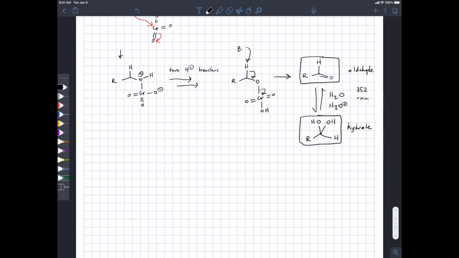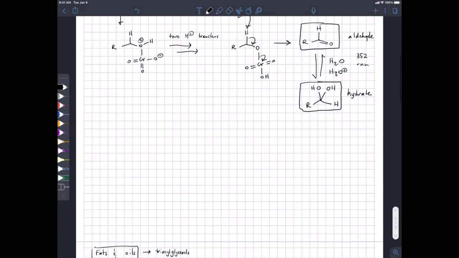But the aldehyde will be in equilibrium with the aldehyde hydrate. And what that does is it gives you a chance to do another round of oxidation because now you have an OH group that can be the nucleophile. So I'm skipping a few steps in the mechanism, but you'll eventually get to a chromate ester intermediate that looks like this.